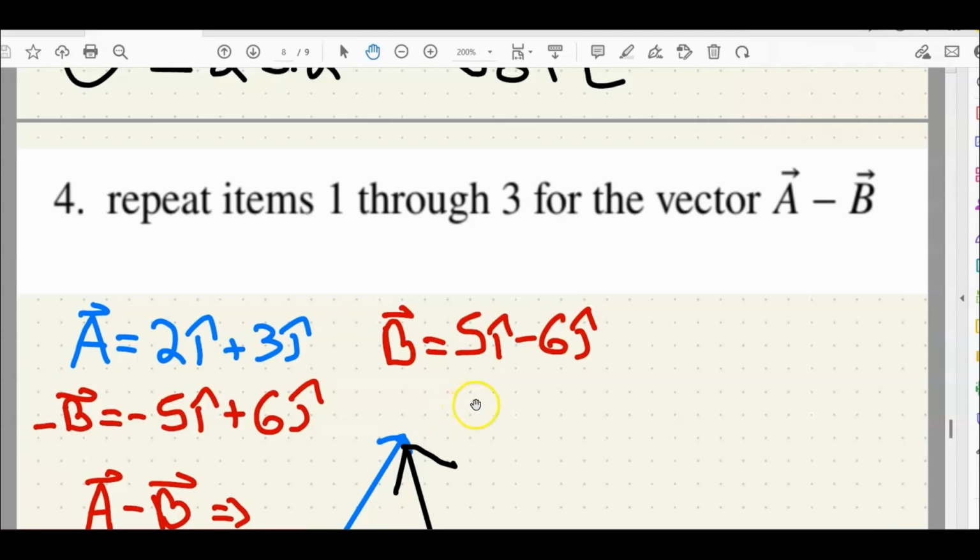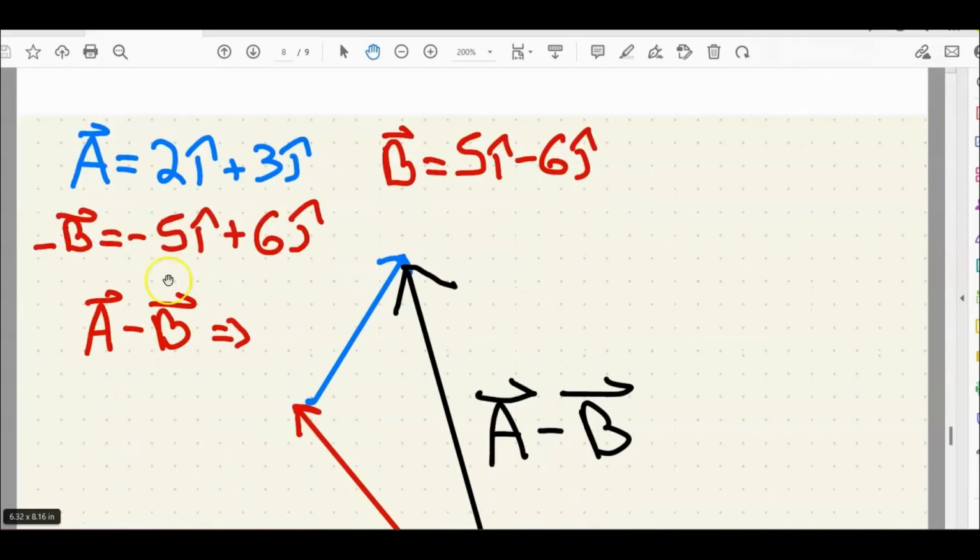And then part 4 to this problem is repeat items 1 through 3, but now for vector a minus b rather than a plus b. A is still the same vector. It's 2i hat plus 3j hat. B is 5i hat minus 6j hat. And we're interested in negative b. So negative b is negative 5i hat plus 6j hat because you multiply the whole vector by negative 1, which introduces a negative sign in front of all of the components.